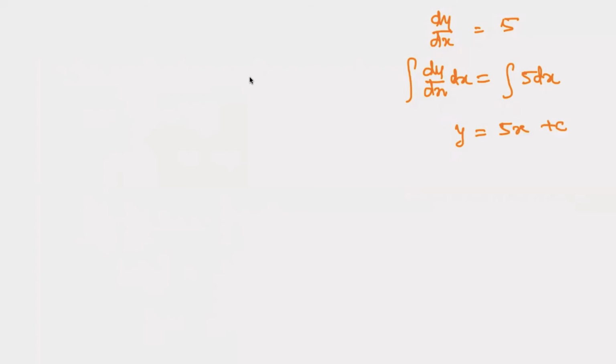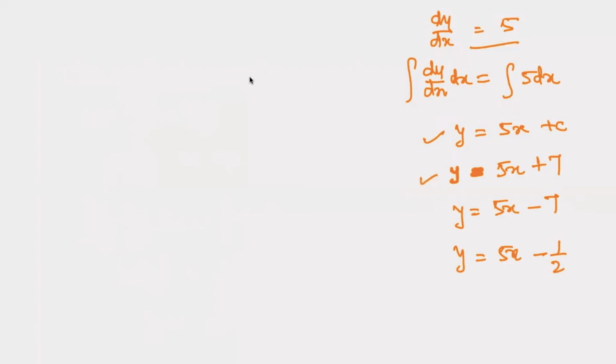Okay. Now, my equation can also be y equals 5x plus 7. The same equation can be y equals 5x minus 7, or y equals 5x minus half. All these possibilities are there because when I differentiate this equation, I'll get this.